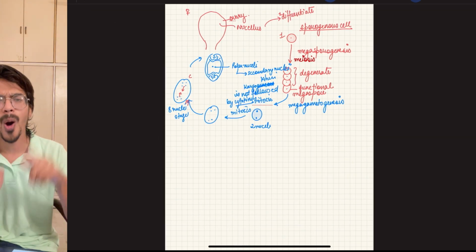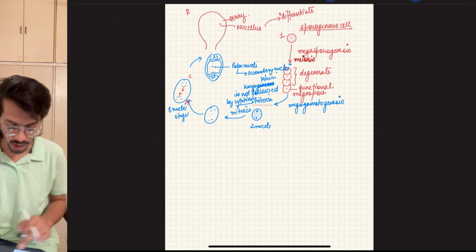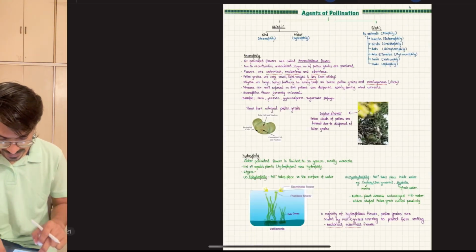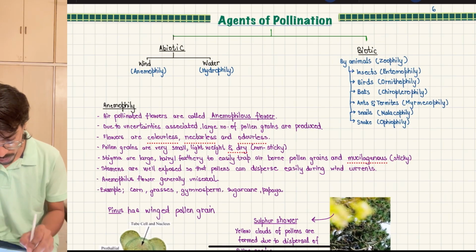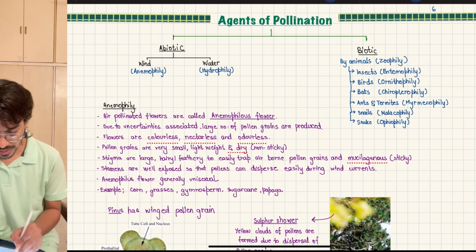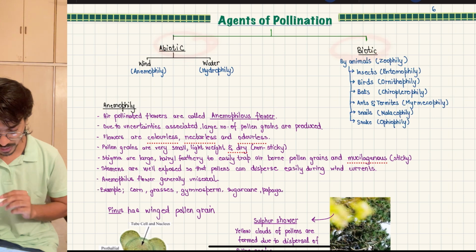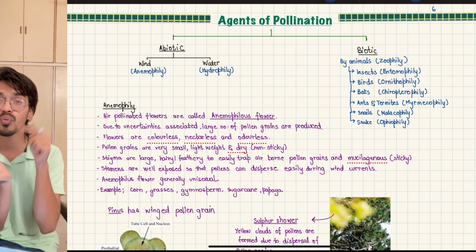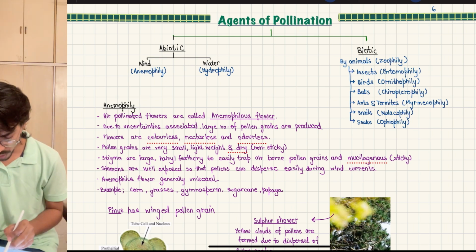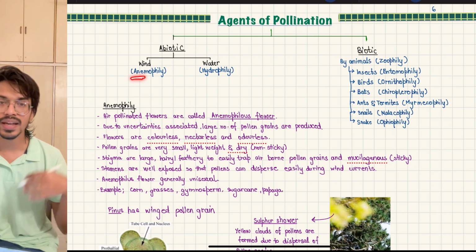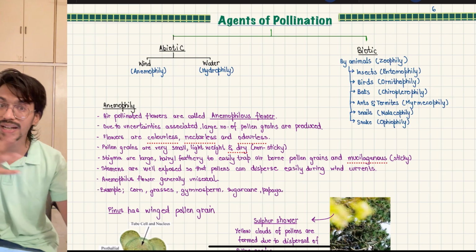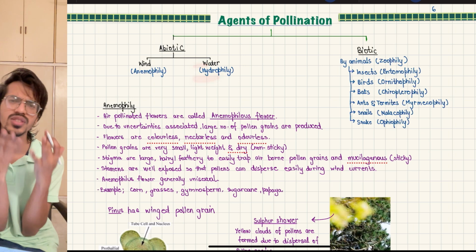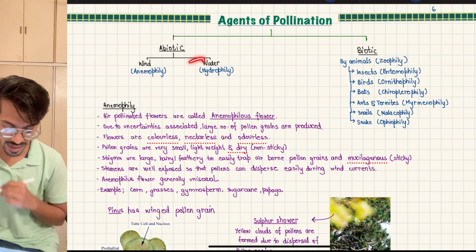Now let's hop up to the agents of pollination. I have already made it to make it easier. In the agents of pollination there are two: abiotic and biotic. In abiotic we have wind and water. Now we will remember the terminologies used for them. For abiotic wind we call it anemophily; wind and air are the same, so anemophily. For water, the word hydro is always used for water, so water pollination is called hydrophily.